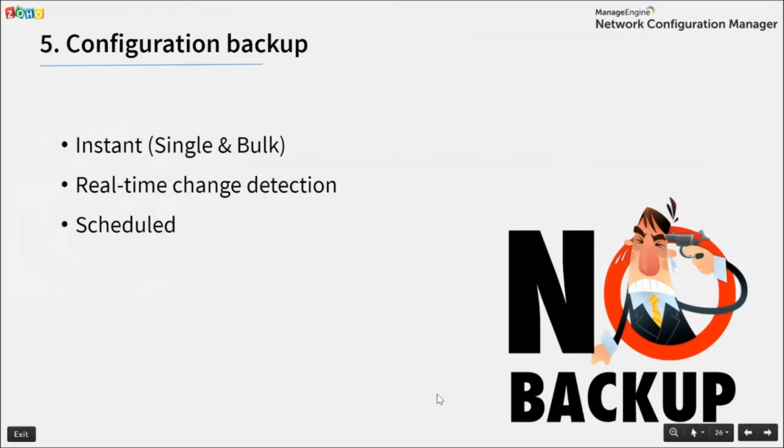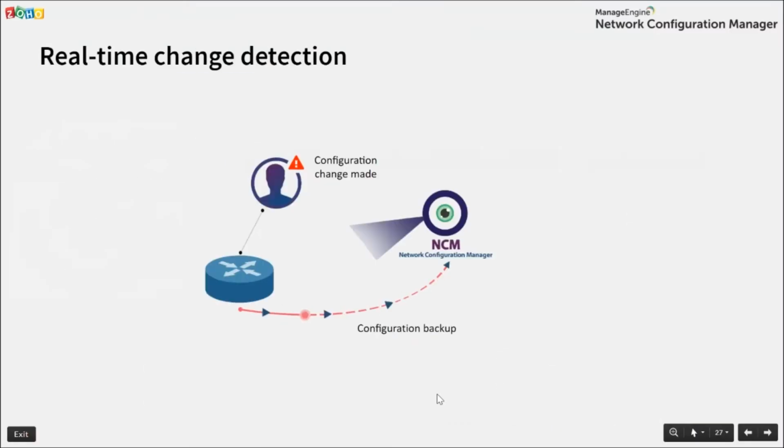Another method, the second method of backing up a device, is real-time change detection. Real-time change detection is very useful if a network admin does not want to be physically present in the environment or your data center. For example, if you're not present and you still want to monitor what is happening in your network, you can enable real-time change detection in your network devices.